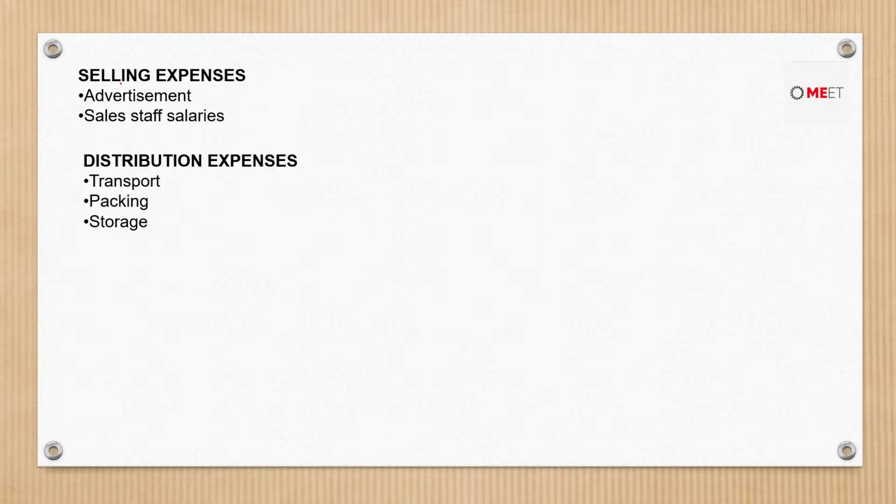Next is selling expenses. Selling expenses involve advertisement, which is a marketing activity, and after that the sales staff will be receiving the salary. That is also another additional expense. Next is distribution expenses, which involve logistics, that is transportation, packaging, and storage. That is, inventory storage will be there. Finished inventory will be there, as well as raw materials inventory. These all will be taken into account.